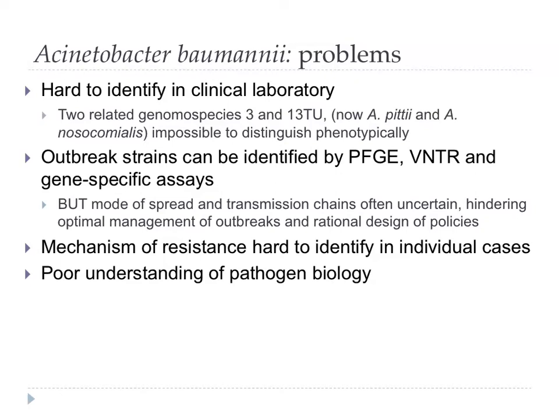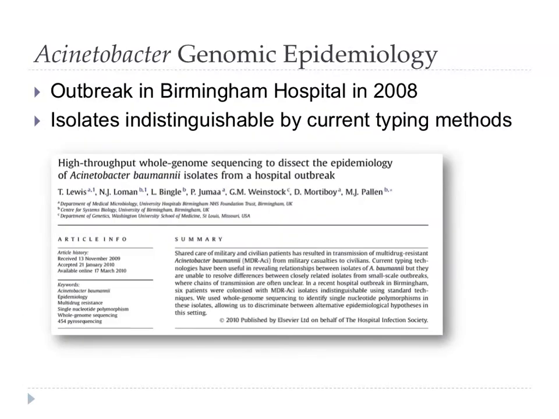Problems with this: it's hard to identify in the clinical laboratory. There are these so-called genome species that are very, very similar but not quite the same, but you can't tell them apart very easily. You can do various kinds of typing assays on outbreak strains, but we can't look into the modes of spread and transmission. And it's very hard to work out how it becomes resistant in individual cases. And we don't really understand how this works as a pathogen.